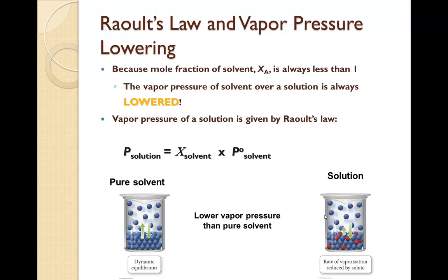Now, mathematically speaking, because mole fraction of a solvent, chi of A, is always less than 1, the vapor pressure of a solvent over a solution is always lowered. The vapor pressure of a solution is given by Raoult's law, which is the pressure of the solution is equal to the mole fraction of the solvent times the vapor pressure of the solvent if it was a pure system.